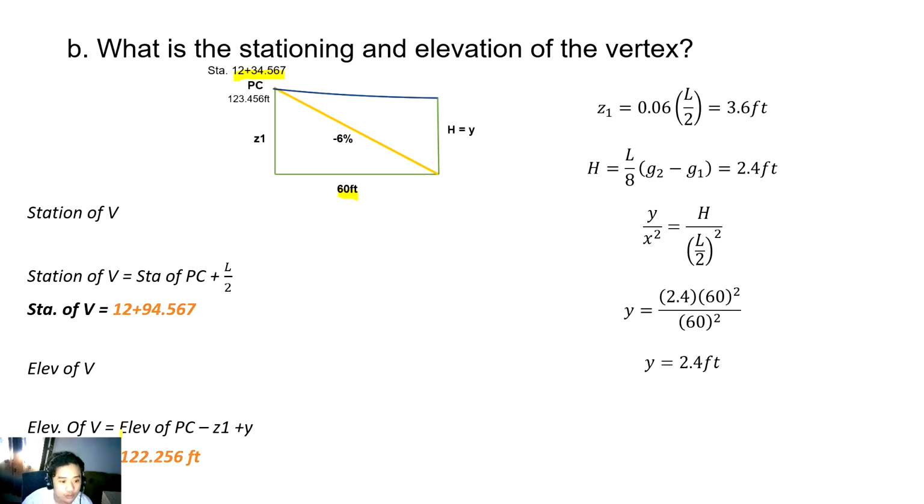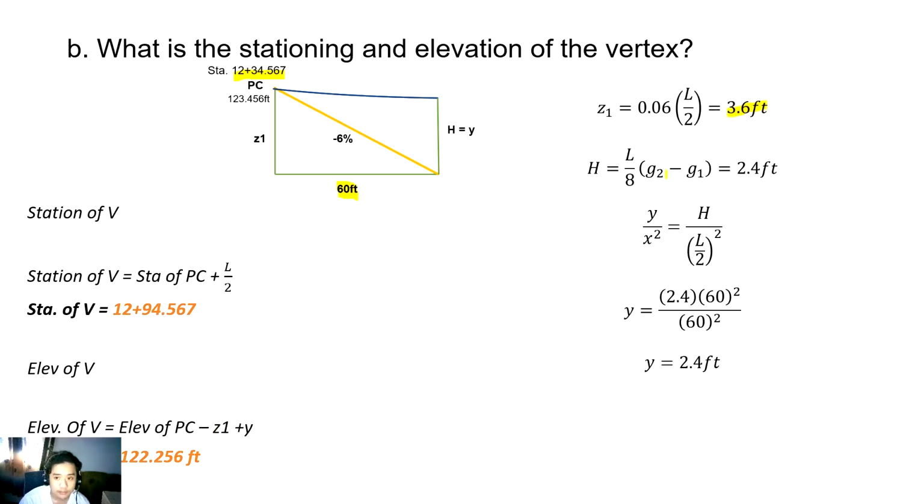Sa elevation of B naman, ganun din. Para makuha to, gagamitin natin elevation of PC, which is ito, minus Z1 plus Y. So, ngayon, wala ulit tayong Z1 at Y. So, hahanapin natin sila. So, para makuha yung Z1, gagamitin natin yung formula kanina, which is yung 0.06 times L over 2. So, ngayon, alam naman natin na ang L over 2 ay 60 feet. Ito. So, 0.06 times 60 equals to 3.6. So, ang Z1 natin ay 3.6 feet.